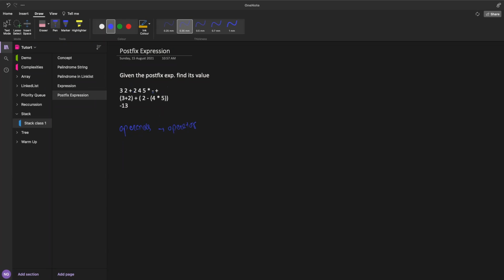So a postfix expression is given. We have to solve this. So how to solve this? 3, 2 plus 2, 4, 5 multiply minus and plus. So generally how we solve this is we check for an operator, and whatever operands we immediately find before it, we apply the operator to them, like 3 plus 2, so that is 5. Next is 2, 4, 5 multiply. So this multiply will be applied to 4 and 5.